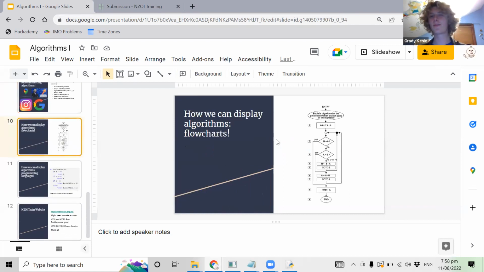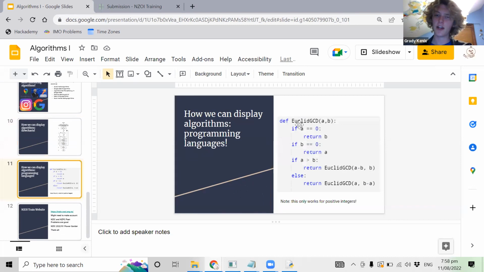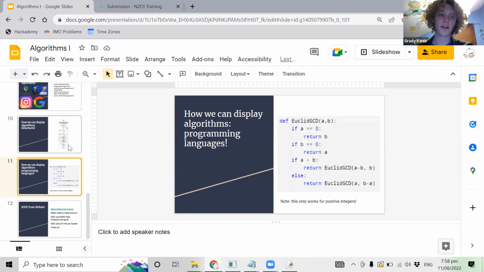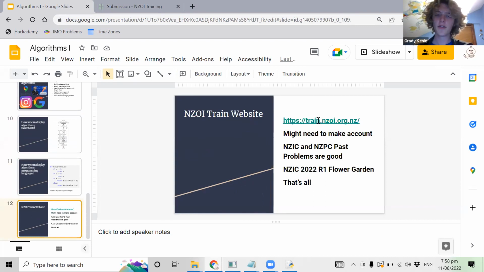And a couple of ways that we can display algorithms if we want to look at an algorithm. It's easy to talk about one, but you might get a little lost in the word salad. So a better way to write it out is like this, for example, a flowchart, or like this even, a programming language that you can run on your own computer and put in whatever inputs you want. And finally, this website is pretty cool. It's an NZY training website.